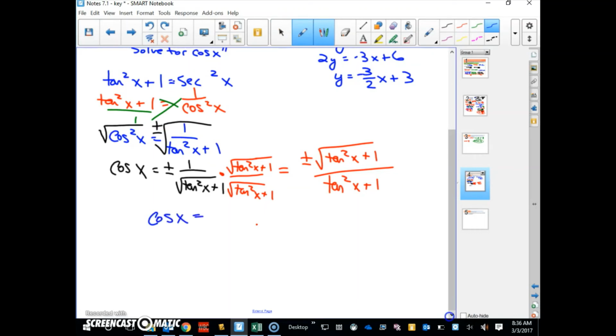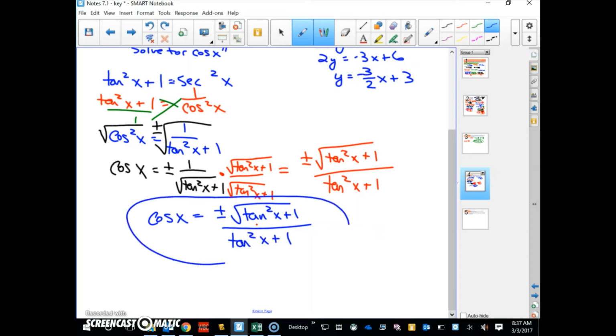Cosine x equals plus or minus square root of tangent squared x plus 1 all over tangent squared x plus 1. So again, think about what they asked me to do. They wanted me to write cosine in terms of tangent. That's what I did. I basically solved for cosine and rationalized the denominator.